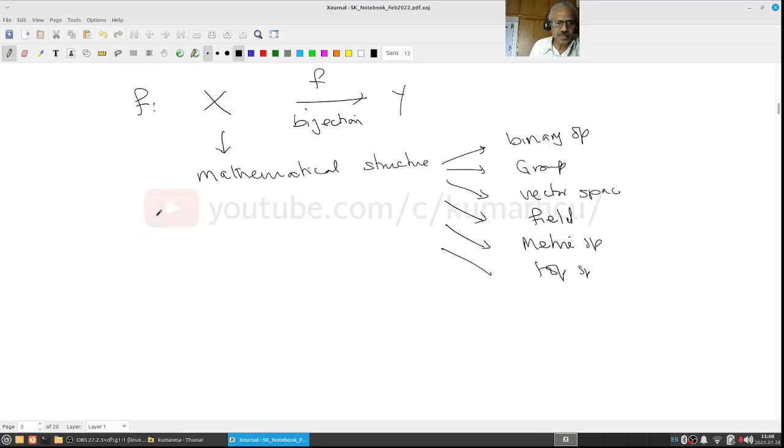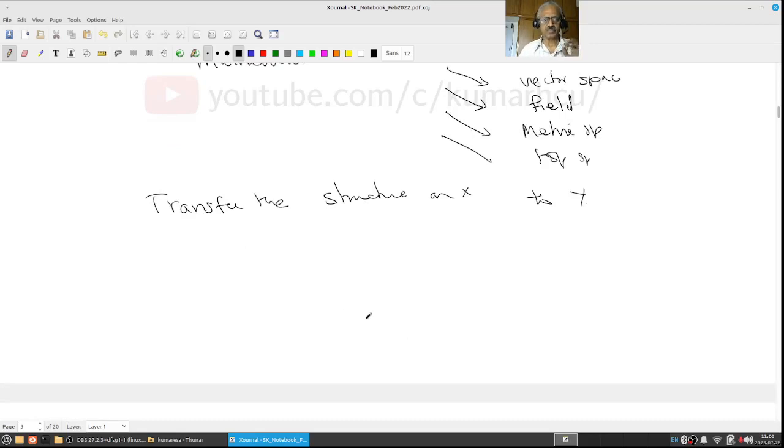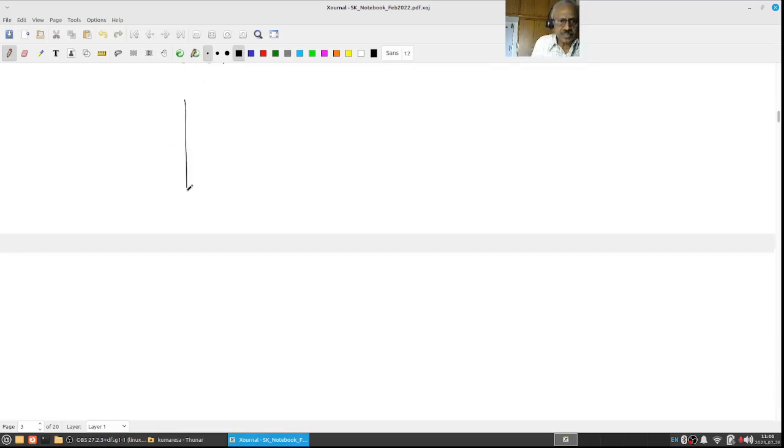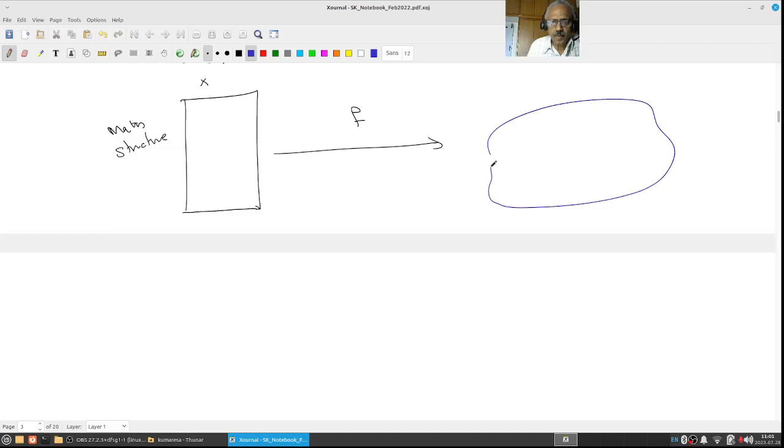Using this, we transfer the structure on X to Y. This is the basic idea. Let us look at a very specific picture, and we will also work out some examples. Suppose this is my X. This is a structure, so I am writing a rectangle. X has a structure, and I have an f which maps to Y. This may be my Y, so it may not have structure.